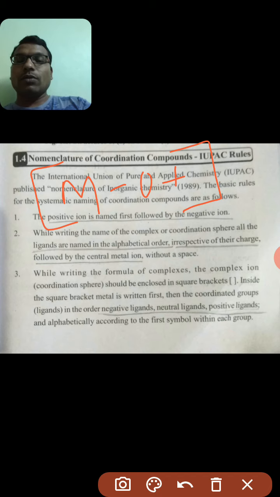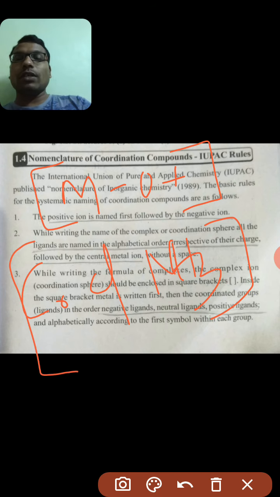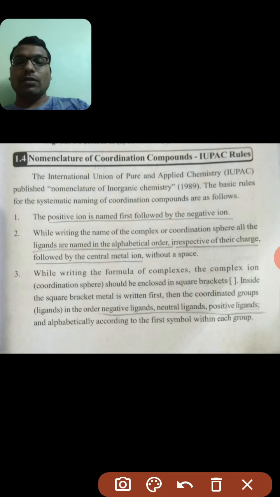Suppose you take a metal like copper. Here I'm writing the negative ligand first, next the neutral ligand like NH3. So this is the representation. Suppose I'm taking an example like this: metal, negative and neutral. This is the right way while writing the formula of the complex.